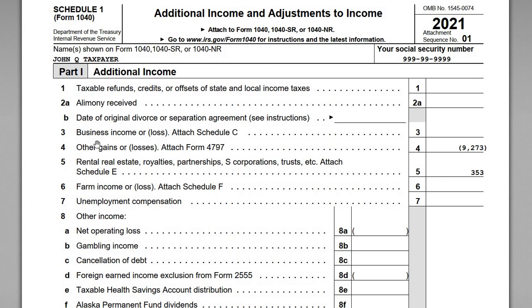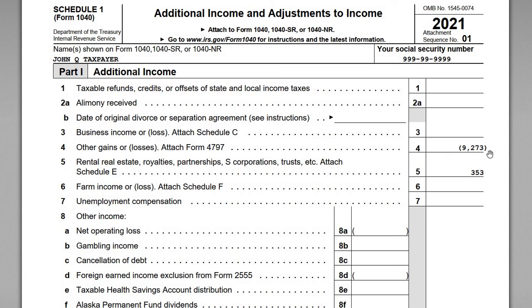There's our loss item. So Part 1, line 4, other gains or losses coming from the 4797. We have our minus $9,273, okay? So that's the big difference, right? I mean, there's a huge difference between having an ordinary loss flowing through to your return versus capital loss or capital gain or any other item, right?